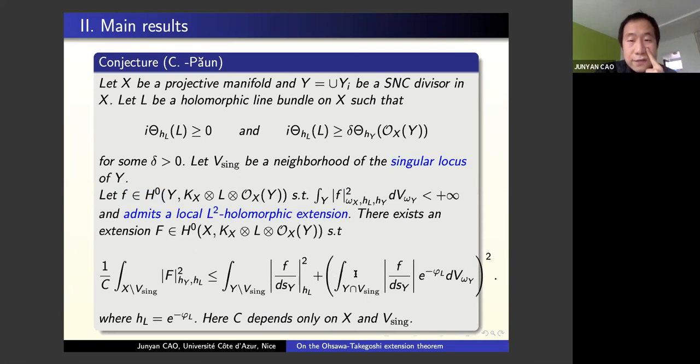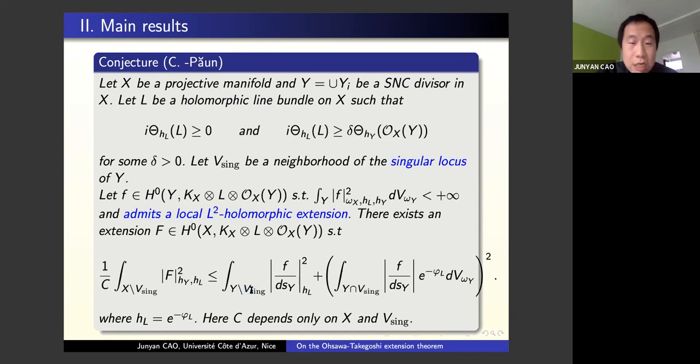under the assumption that the L1 norm of small f is finite near the singular locus, in this case we can find an extension such that its L2 norm is bounded. That means its L2 norm is controlled by some constant times the L2 norm of this quotient outside the singular locus of Y.